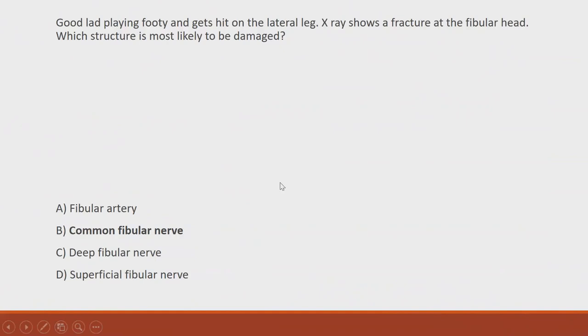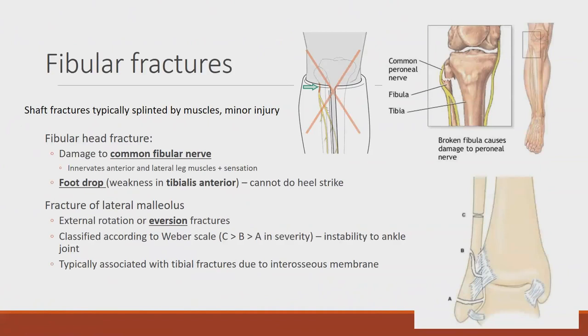So fibular fractures, the issue with a fibular fracture, especially the head of the fibula, is that your common fibular nerve or your common peroneal nerve runs right over it. And it's also a very superficial bone, so it's very easily damaged, especially if you've got high impact trauma to the area, or if, I don't know, you fall on it and you're old and frail. But yeah, you can see that the nerve runs right over the head. And oftentimes, if you do break it and it does displace, it doesn't usually rip through the nerve, but it stretches the nerve. And that's when you have a little bit of damage.